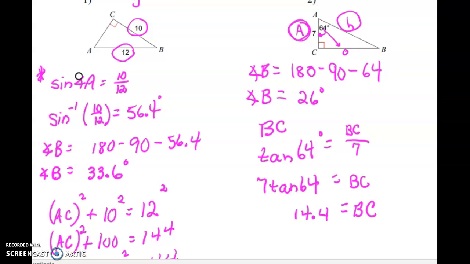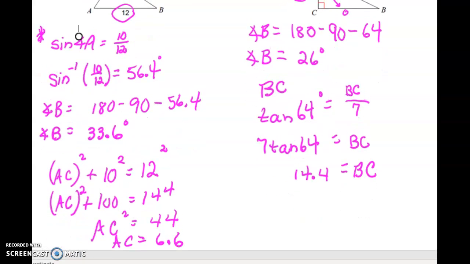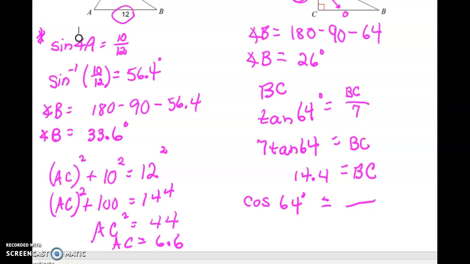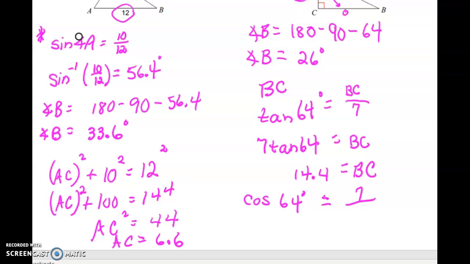I'm going to use the adjacent leg and the hypotenuse. That would be cosine. So I'm going to say the cosine of the 64-degree angle is equal to the adjacent leg, which is 7, over the hypotenuse, which is segment AB. To find AB, you are going to end up dividing 7 divided by cosine 64, and it equals 16. And there you have it.